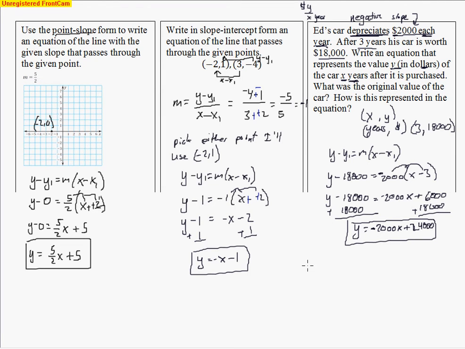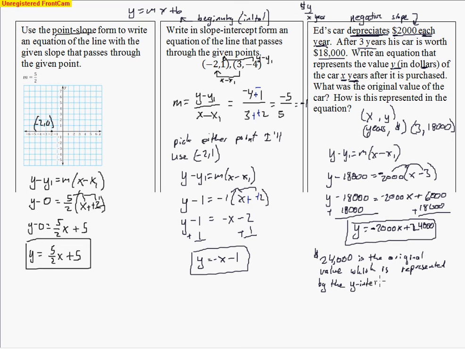Well, remember what I had mentioned before. In this slope-intercept form, y equals mx plus b, b represented the beginning value, or another word for beginning is initial. So that's the initial value, the starting point. And so our starting point is that y-intercept. So $24,000 is the original value. And then they ask this, how is this represented in the equation? So we'll say, which is represented by the y-intercept. So that answers that last question.